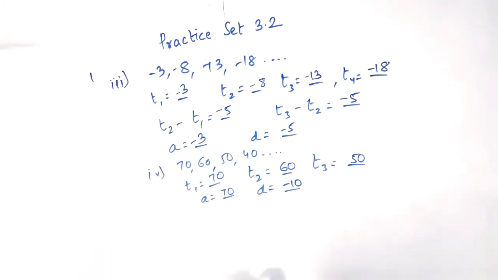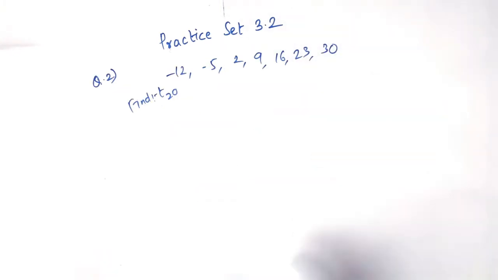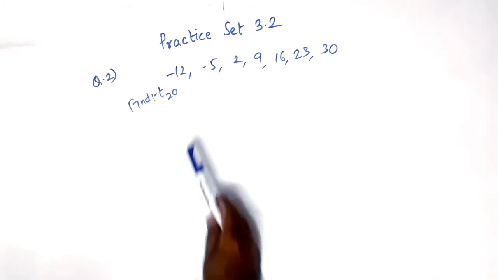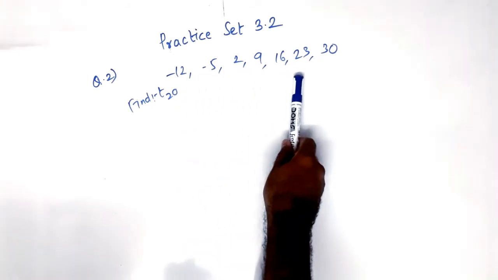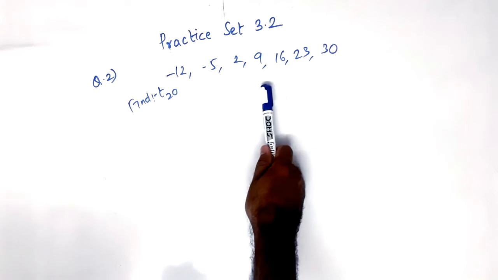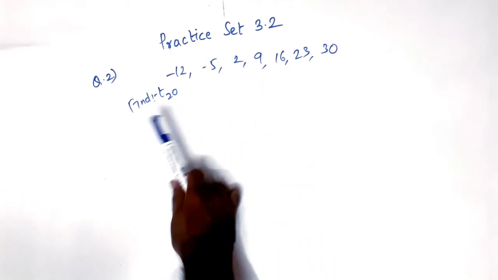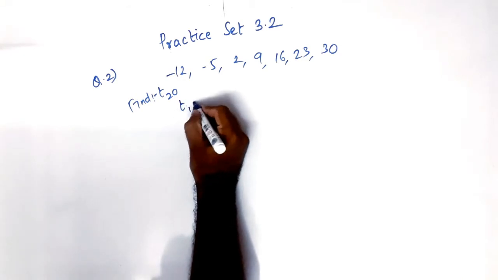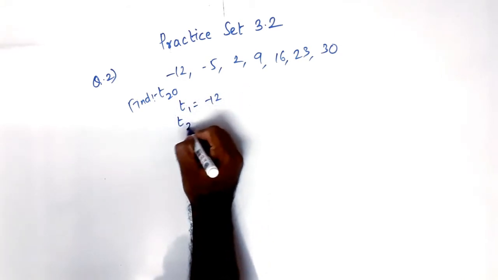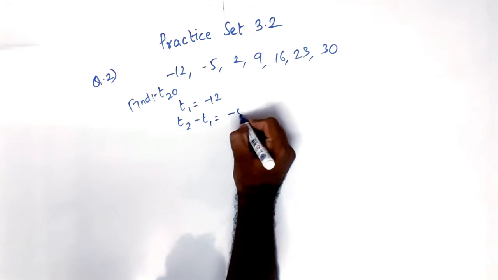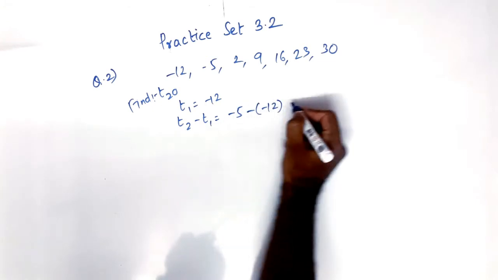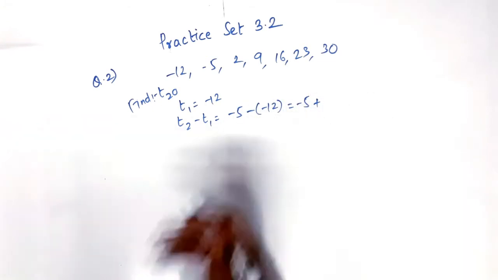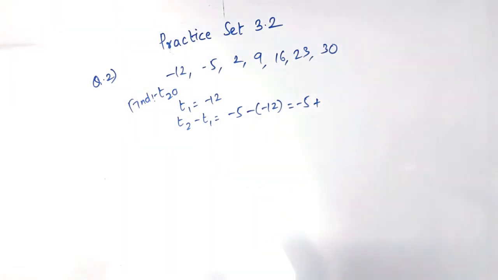Let us move on to question number 2. Question 2 says that we have to first identify whether this is an AP, and if this is an AP, find the 20th term, that is T20. So we very well know the formula. First let us see, this is T1 minus 12. What is T2 minus T1? It is minus 5 minus minus 12, so it becomes minus 5 plus 12.